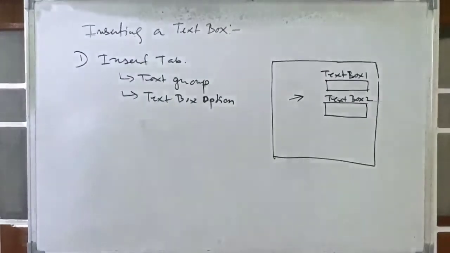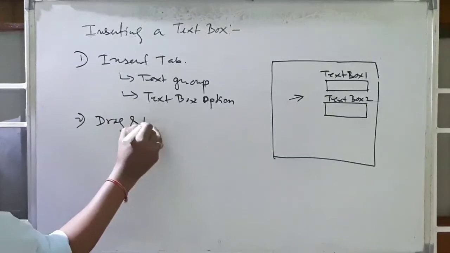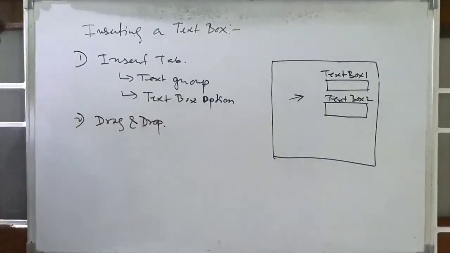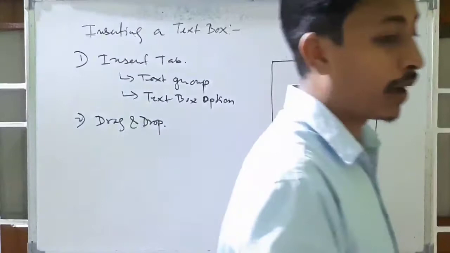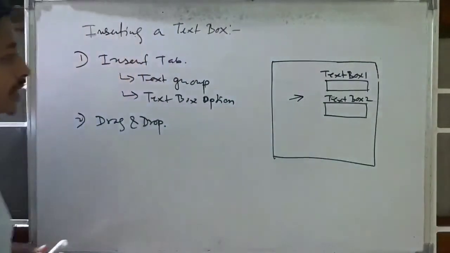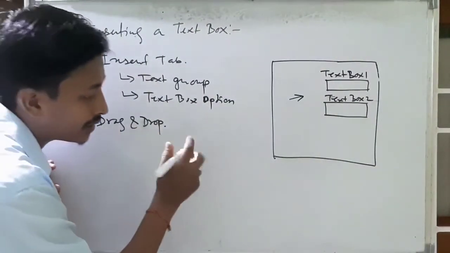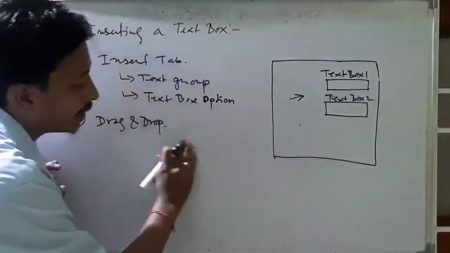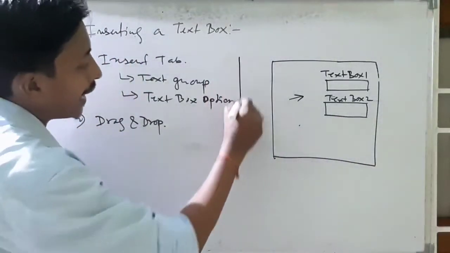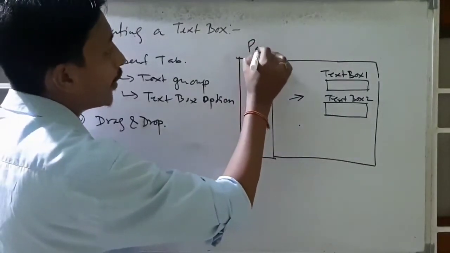Okay, now see, next point is click and drag the mouse on the slide to insert a text box. Next part is drag and drop. Drag and drop is a very good feature in PowerPoint because it is so easy. Okay, in the PowerPoint this text box is already created. You just drag and drop here.